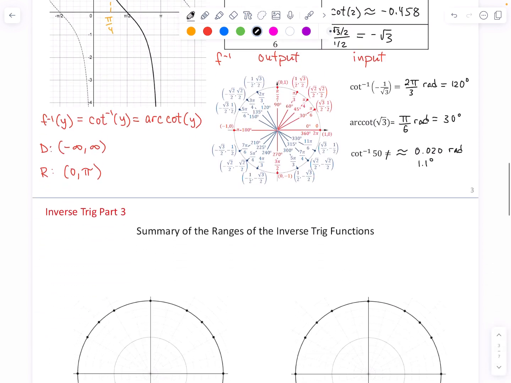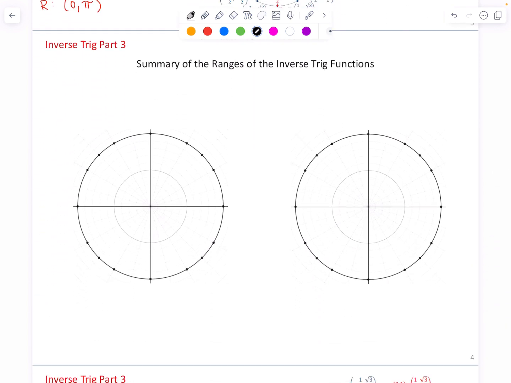All right, next slide. Now that we've investigated the inverse trig functions for all 6 trig functions, we can do a summary of their ranges. 3 of the inverse trig functions had ranges in the 4th or 1st quadrants. They were the arcsine, the arctangent, and the arccosecant. And specifically, the ranges were arcsine had to be an angle somewhere between negative pi/2 and pi/2 inclusive.